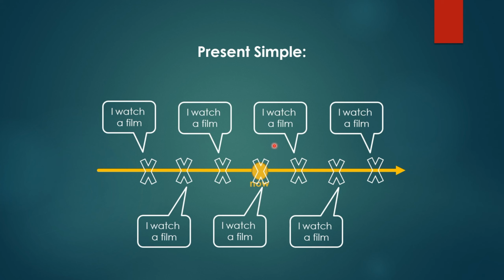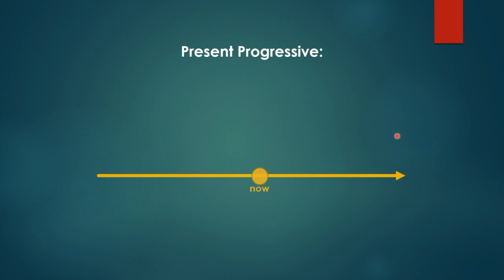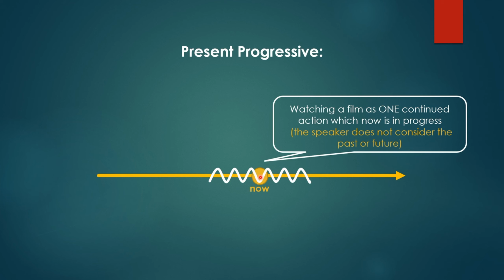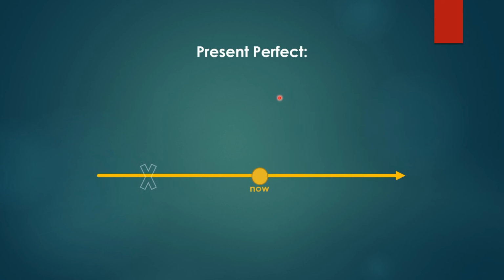Well, this is a clear example of that. If I say I watch a movie every night, well, this is one action, one night, next night, and so on. While about present progressive, the idea is much more different. If I say I'm watching a movie right now, this is watching a film as one continued action which now is in progress. The speaker does not consider the past or future, just emphasizes the action right now.